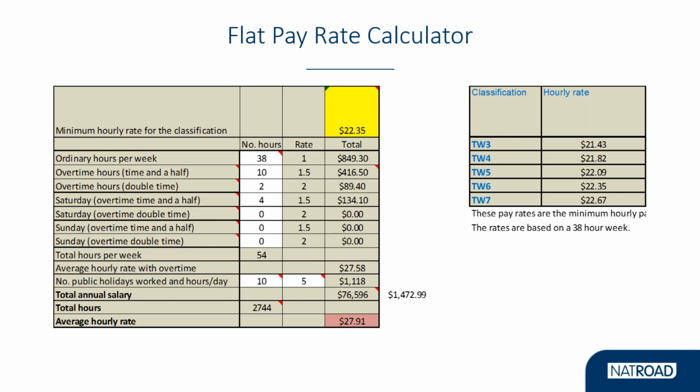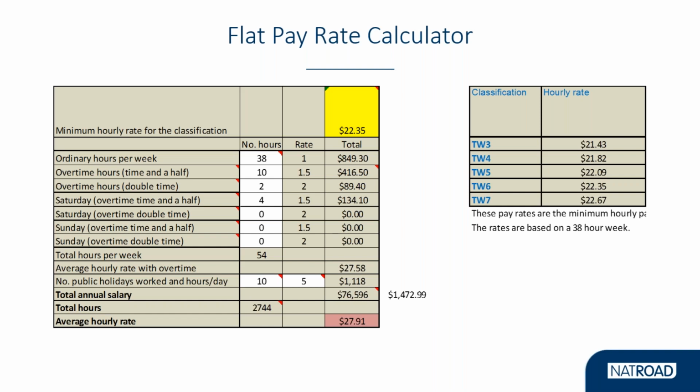So coming back to the main grouping of cells on the left-hand side, that yellow box then is the box in which you would actually enter the rate for the appropriate classification. So that's the minimum rate to be paid for each ordinary hour of work.